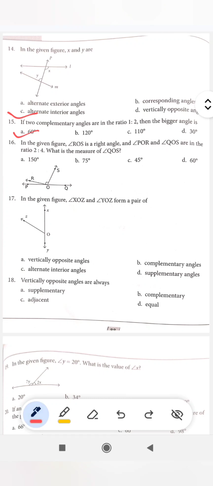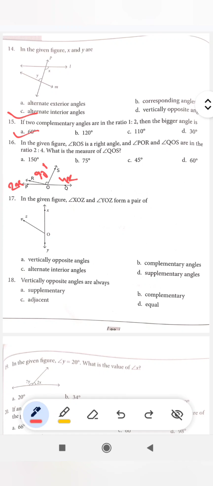In the given figure, ROS is a right angle. So here this one is 90 degree. And POR and QOS are in the ratio 2:4. So this one is 2x, this one is 4x. What is the measure of angle QOS?